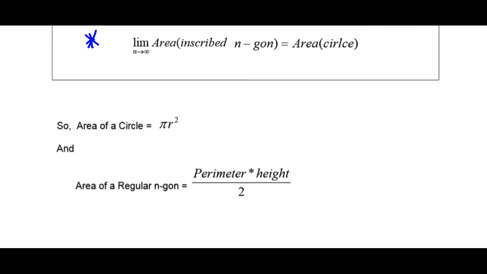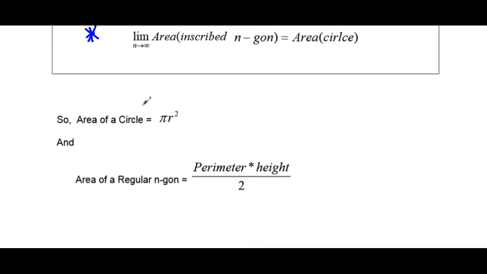We have two important formulas we're going to be using. One we already know, the area of the circle. And this one we just went over today: the area of a regular n-gon, that's now for any regular polygon. The area of a regular n-gon is the perimeter of the n-gon times the height divided by 2. New formula.